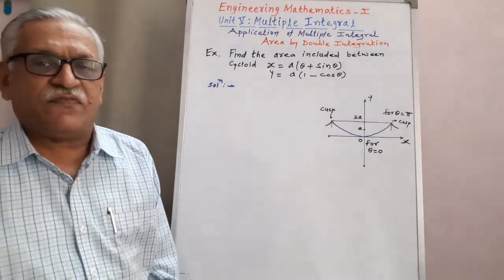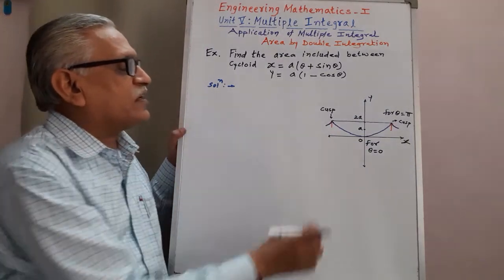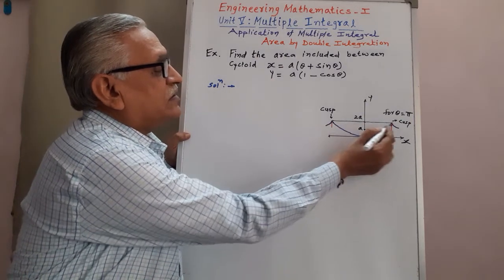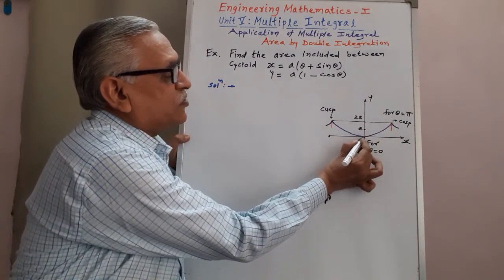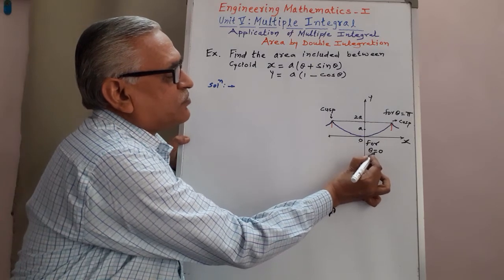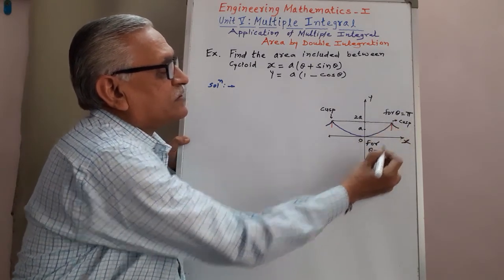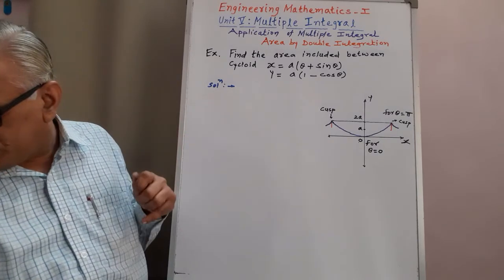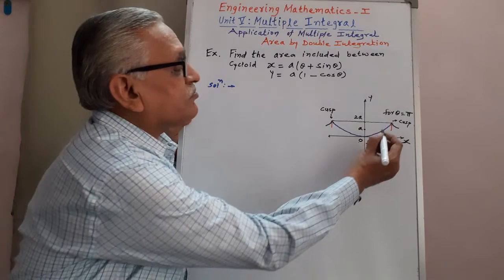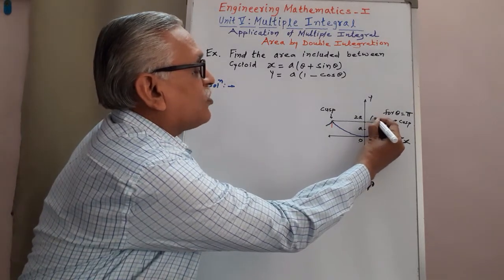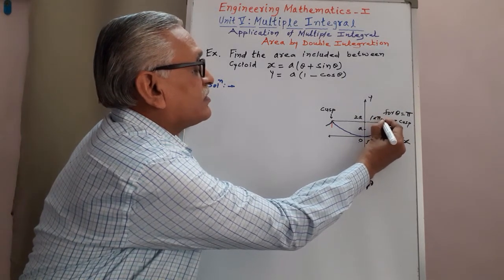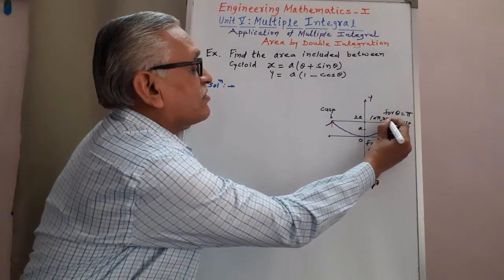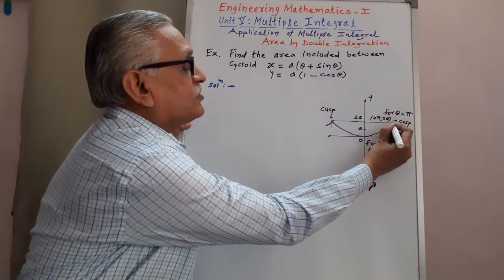curve tracing, we get the figure as shown. Vertex is at origin, having 2 points: origin (0, 0) for theta equals 0, and the second point for theta equals pi. The coordinate of that point is (a pi, 2a). Therefore, this is the point.